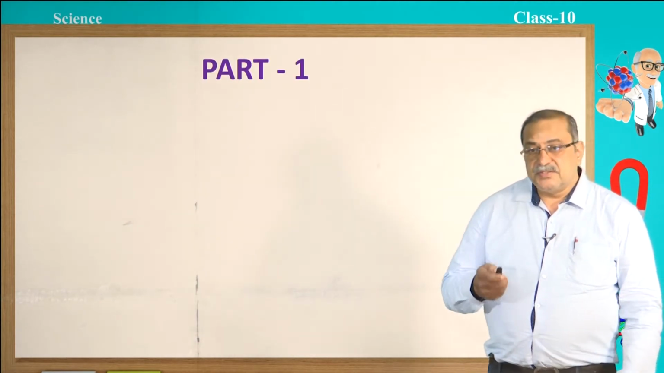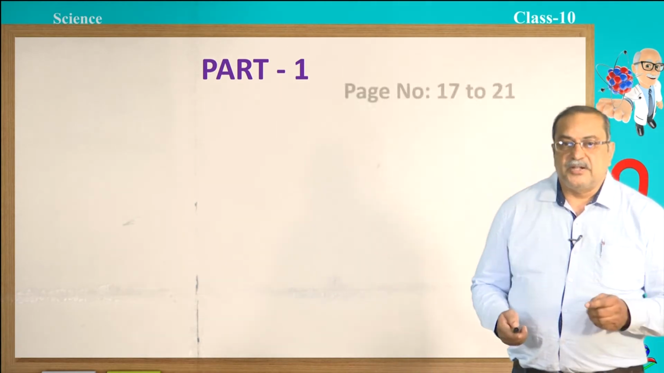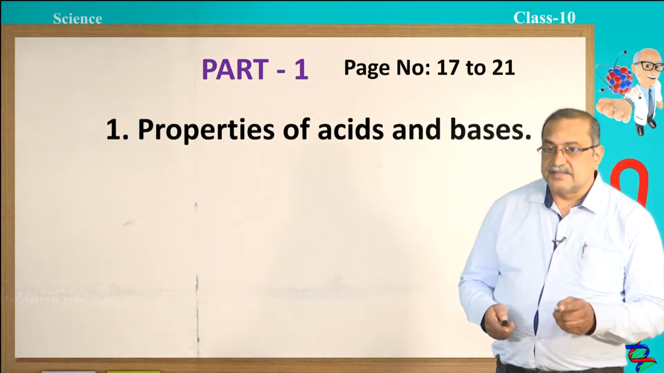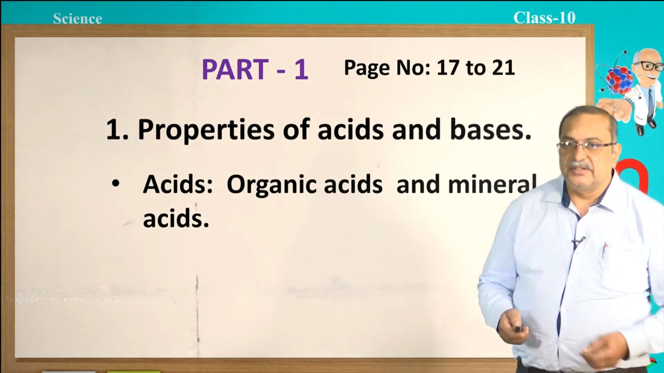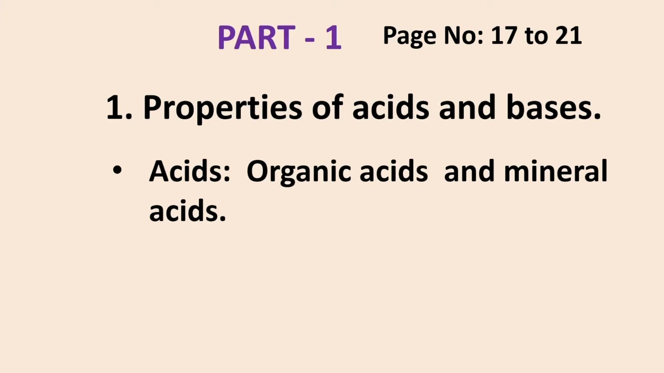Then this entire concept is going to be divided into 4 parts. In the first part we are going to learn about properties of acids and bases, that is page number 17 to 21. And the types of acids, organic acids and mineral acids, are going to be learned by you.